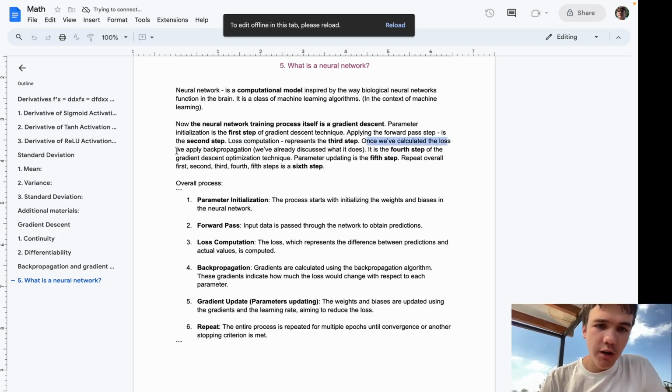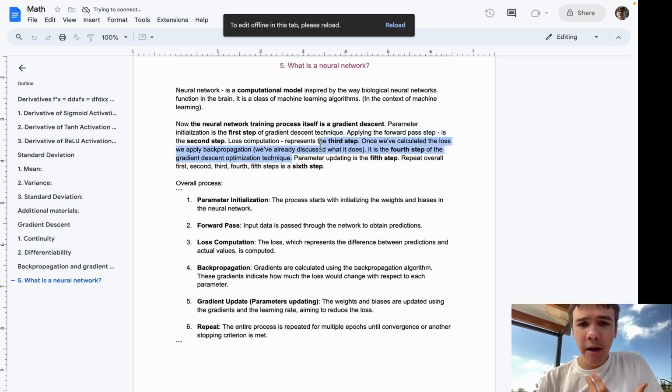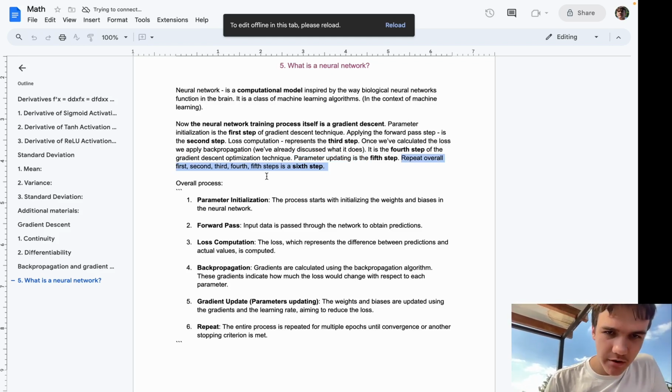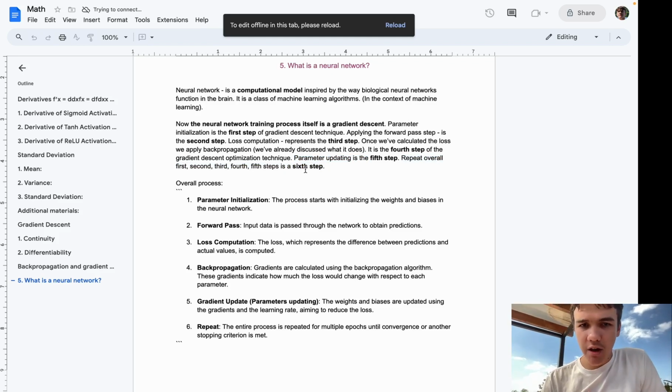Then once we've calculated the loss, we apply backpropagation, and backpropagation calculates the gradient. Wait, what's the fourth step? Oh yeah, the backpropagation is itself the fourth step. I've just separated it with two sentences. Okay, then the parameters updating is the fifth step, and actually there is no sixth step, but the sixth step is to repeat all of the first, second, third, fourth, fifth steps. The sixth step is to repeat all of them. This is not actually a step, but it is a step, obviously.